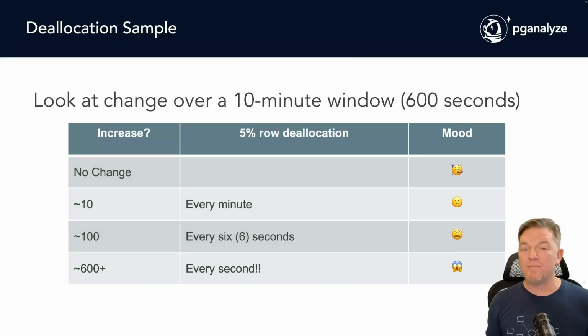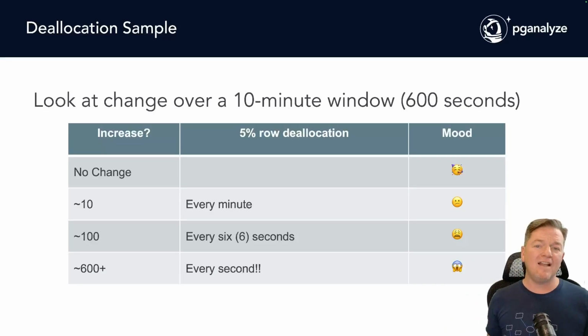Now, if the counter goes up by about 10, then that means about every minute you're losing 5% of the rows from that hash table. This is a little concerning, especially if your monitoring tool is not querying that data frequently enough. Now, once you reach about 100 deallocations per 10 minutes, that means every 6 seconds or so, you are losing 5% of your rows. That's a lot of contention. This is really, really concerning.